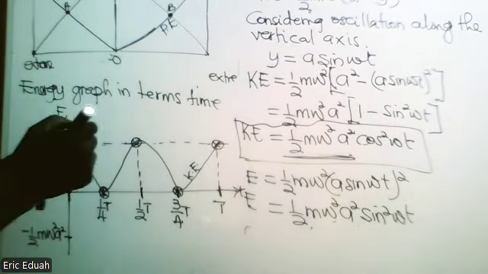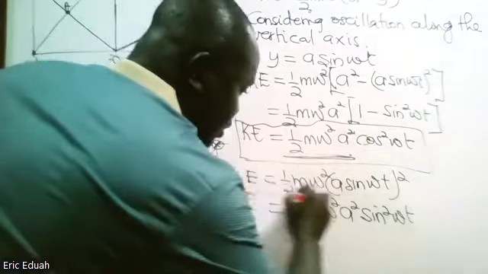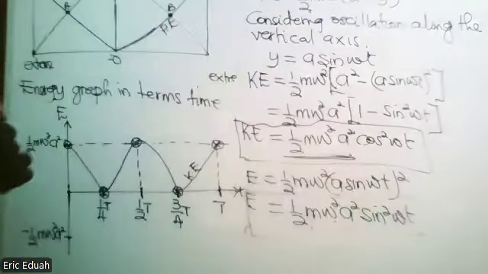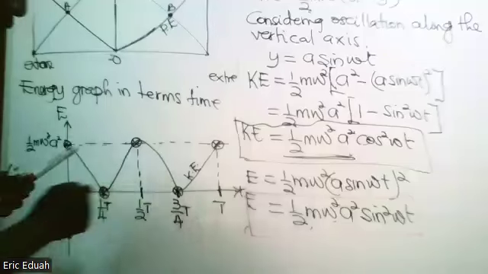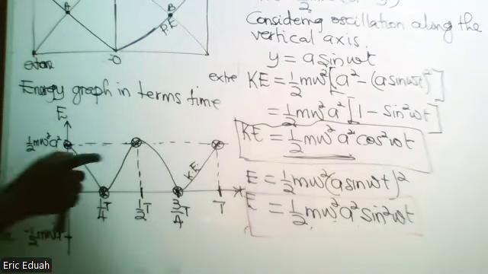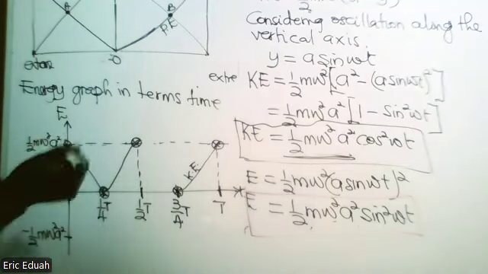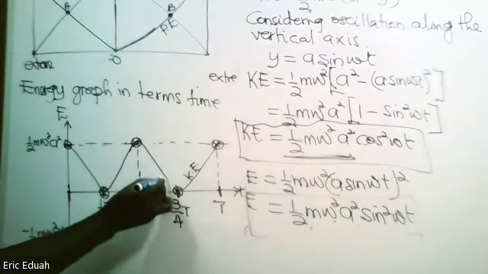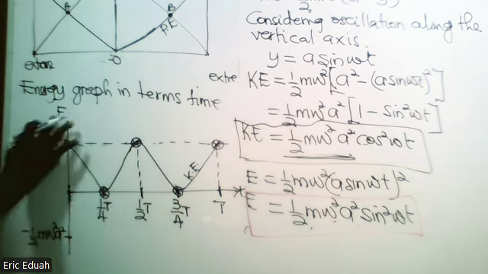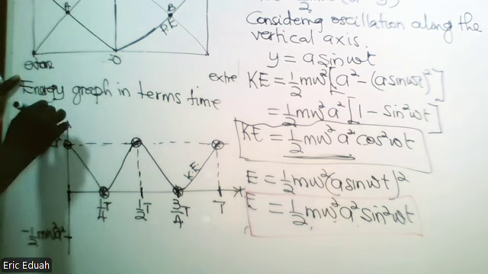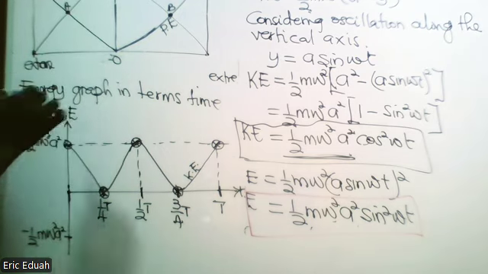Good. So we are going to plot it for potential energy using this equation this time around. We earlier did that for one cycle. We are doing it for one cycle. Now, meaning we are plotting both KE and PE along the vertical. So E, KE, E.